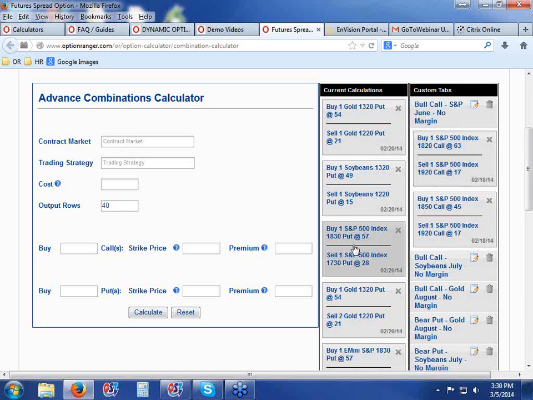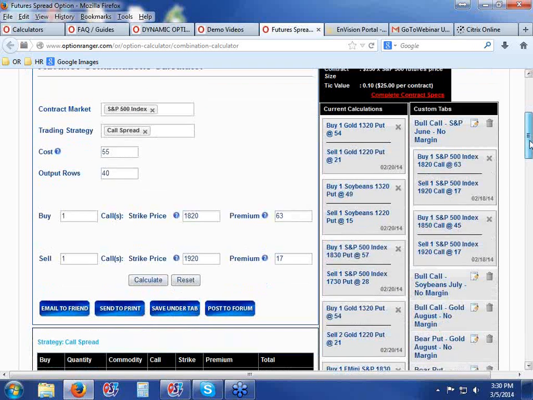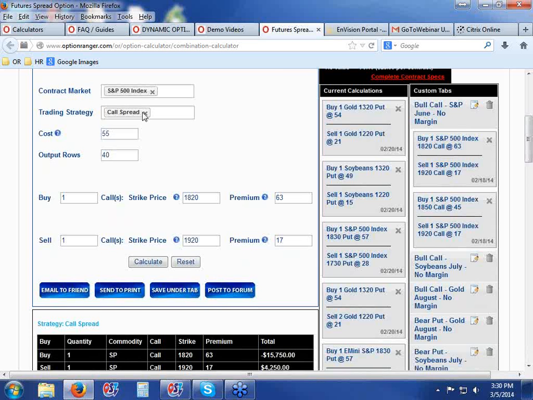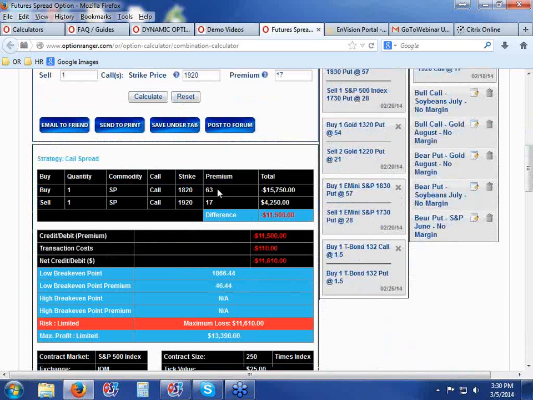Let's see how these particular trades that were input on the dates listed would be doing today. So let's begin with a bull call spread that we entered previously. This bull call spread was entered on the 18th of February. And as you know, we input the contract values, the nature of the trade, the number of output rows, all costs, and came up with a profit and reward box. In this particular trade, we paid 63 points at $250 a point for the long call and collected 17 for the short call.